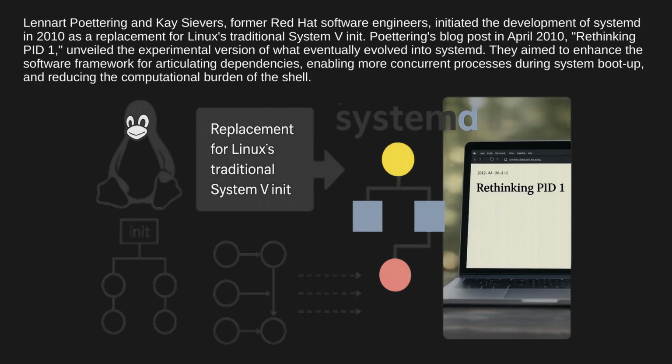Lennart Poettering and Kay Sievers, former Red Hat software engineers, initiated the development of Systemd in 2010 as a replacement for Linux's traditional sysvinit. Poettering's blog post in April 2010, Rethinking PID1, unveiled the experimental version of what eventually evolved into systemd. They aimed to enhance the software framework for expressing dependencies, enabling more concurrent processes during system boot-up, and reducing the computational burden of the shell.